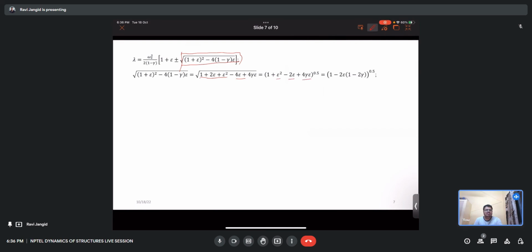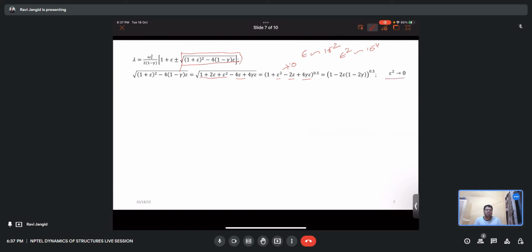So ε, as we have discussed, is in the order of 10 raised to power minus 2. If we take ε², that will become 10 raised to power minus 4. As compared to the other terms, 1 and this one, that will be around 0. We are doing the approximation. So the remaining equation is 1, and taking out minus 2ε, that will become 1 + 1 − 2γ, to the power 0.5.